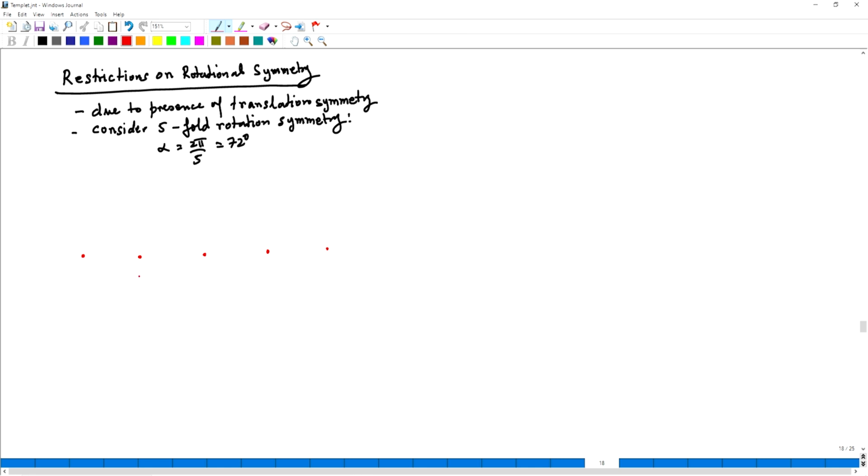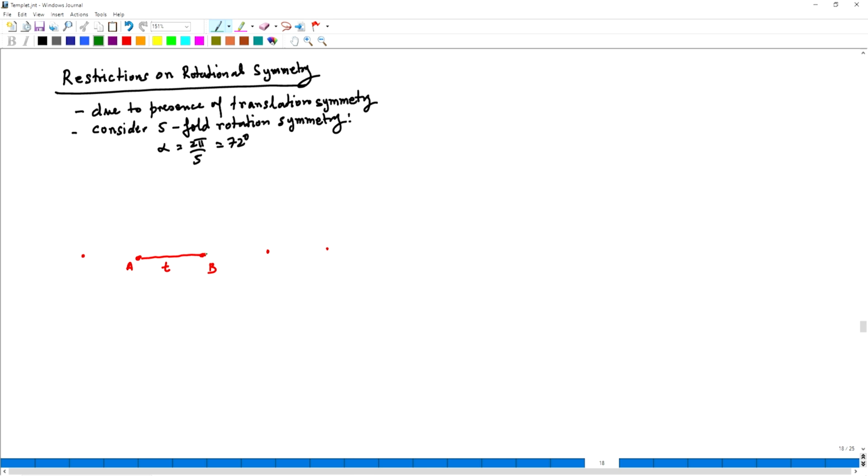Equally spaced lattice points, and let us say that at every lattice point I have a five-fold rotational axis. Let me take this point A and point B. The spacing between these lattice points is T, the translation magnitude going from A to B. If I give a 72 degree rotation about point A in the counterclockwise direction, the symmetry will operate over the entire space, on all the lattice points, so it will also operate on B.